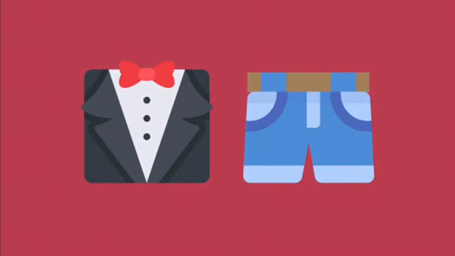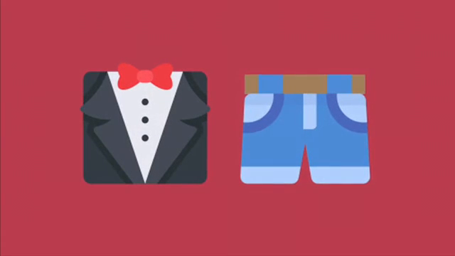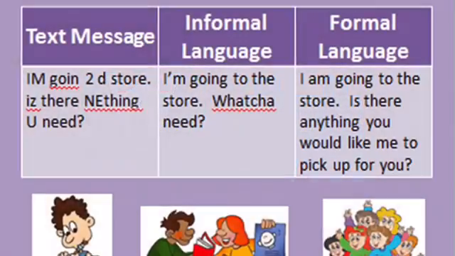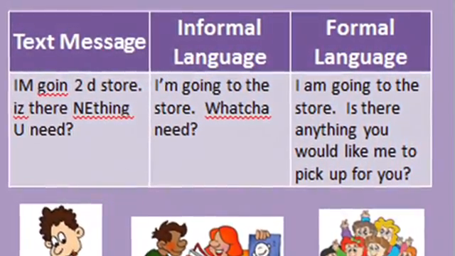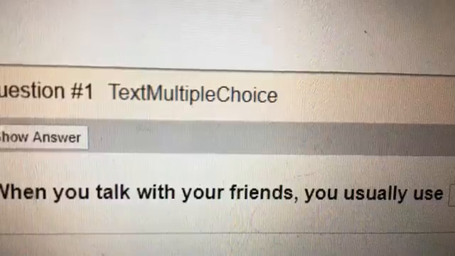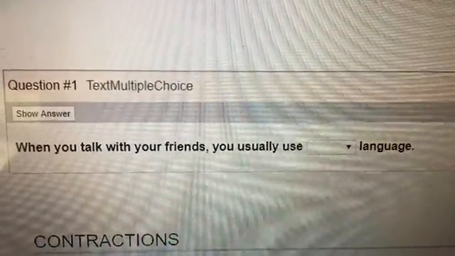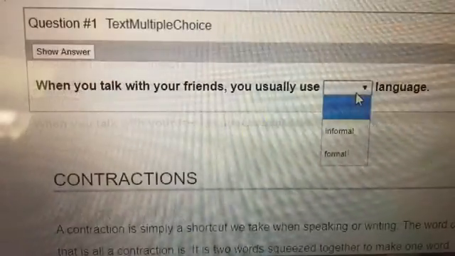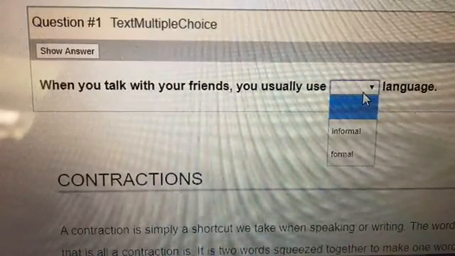Formal language, notice the tuxedo, is a serious language. We use it in professional communications such as business documents, academic papers, and official publications and websites. Moving from formal to informal, notice the tuxedo to the nice jean shorts. Informal language is the casual language of everyday speech, like text messages, saying, "Hey, what's up? Want to play? Let's go out." Question 1. When you talk with your friends, you usually use blank language, informal or formal.